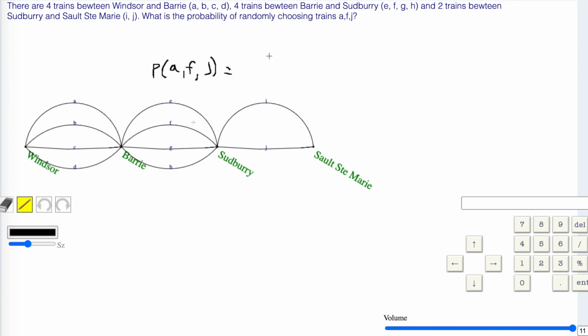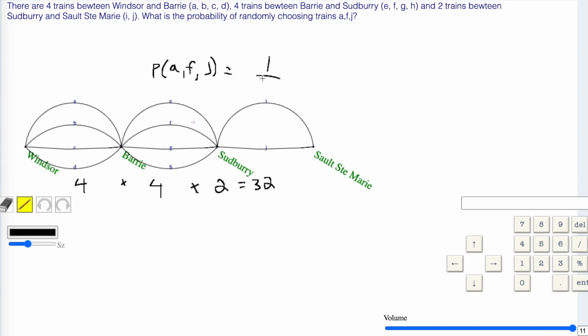That's going to be 1 outcome out of the total number of outcomes. Let's figure out the total number of outcomes. We have 4 choices for the first train times 4 choices for the second train times 2 choices for the third train. So 4 times 4 times 2 is 16 times 2, which is 32. So there are 32 possible outcomes. That's the basic counting principle. There are 4 ways to do the first step and 4 ways to do the second step and 2 ways to do the last step. Then it's 4 times 4 times 2 different ways.